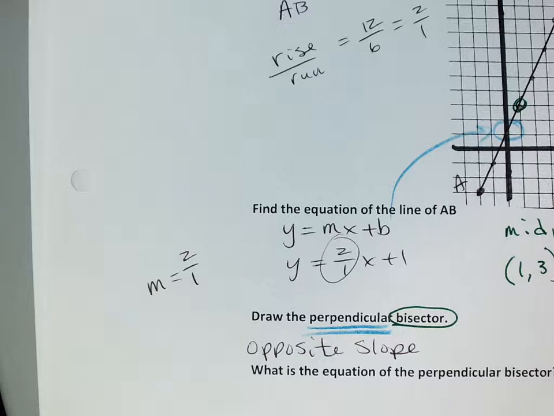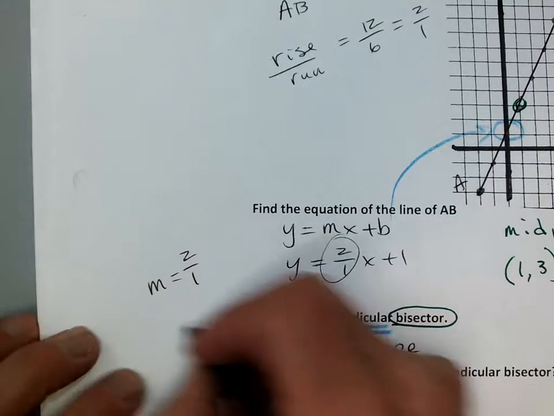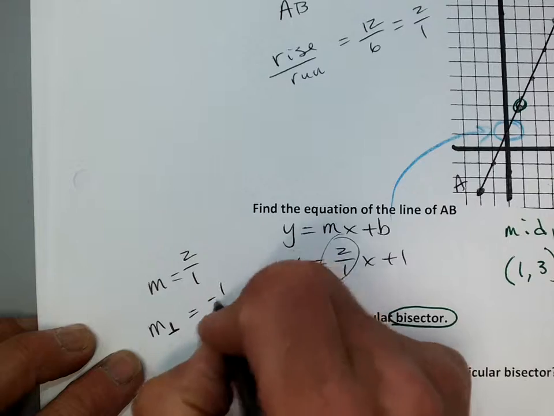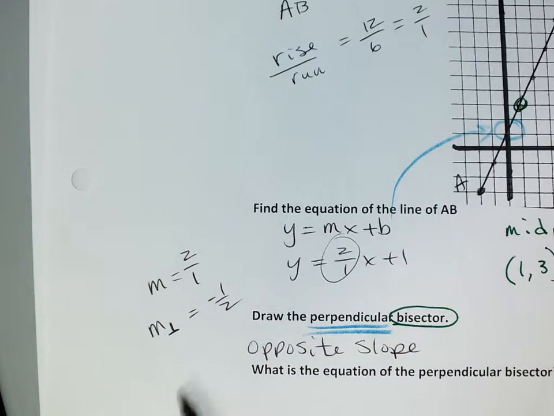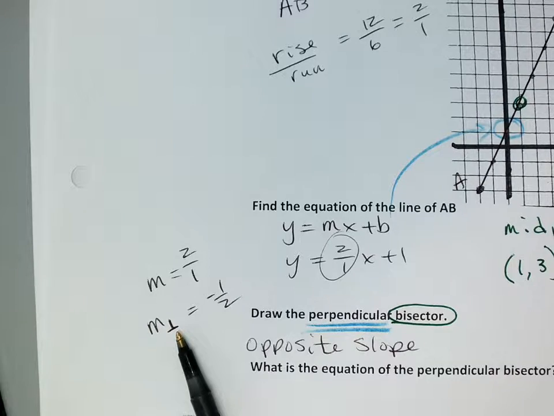Does that make sense? Totally opposite. We're going to flip it upside down and make it negative, and if it's already negative, we'd make it positive. If it's positive, make it negative. If it's negative, make it positive. So my new slope, and I'm going to use this little symbol, M, is equal to negative 1 over 2. That's slope, that's perpendicular. That's my little perpendicular symbol.